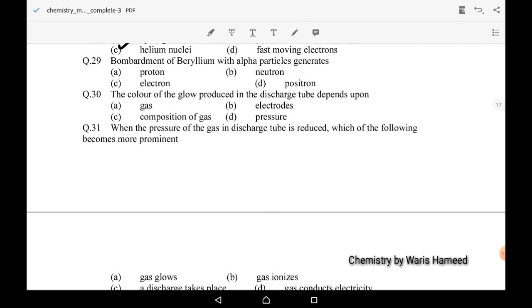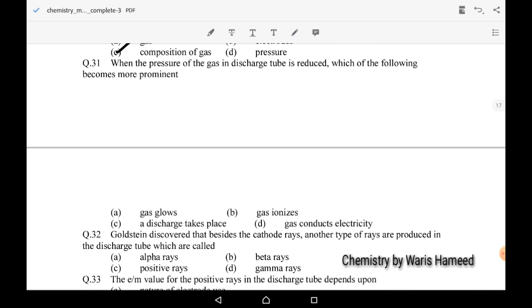Bombardment of beryllium with alpha particles generates neutrons. It forms neutrons. Next, the color of the glow produced in the discharge tube depends upon the composition of the gas.